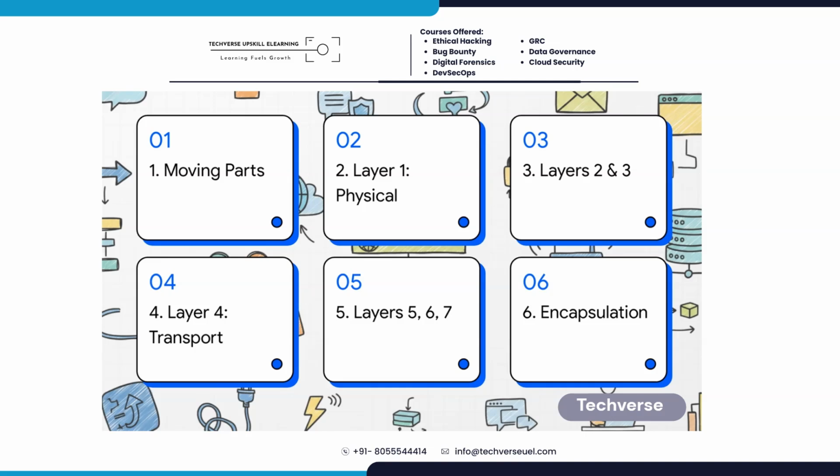First, the internet's moving parts. Second, layer 1, physical connections. Third, layers 2 and 3. Then, layer 4, transport. Followed by layers 5, 6, and 7, and finally, encapsulation and decapsulation. We're basically going to build this model from the ground up.